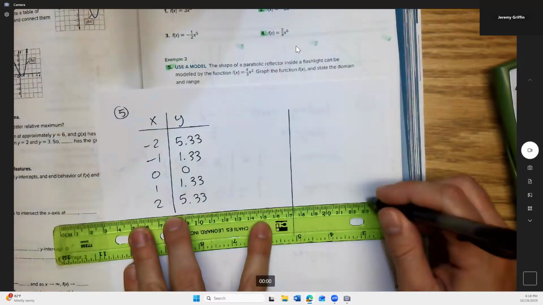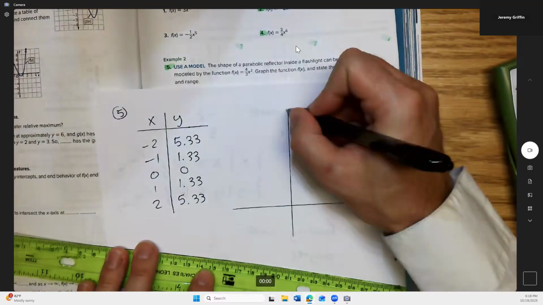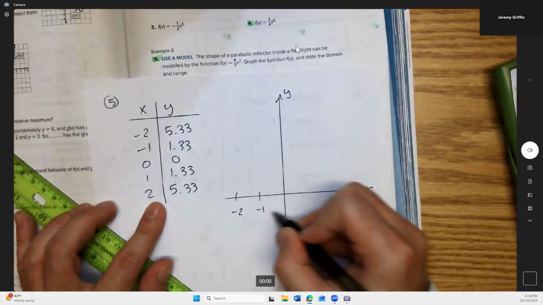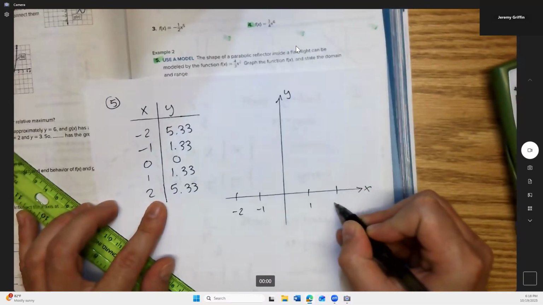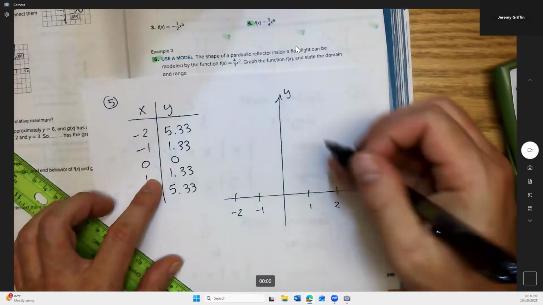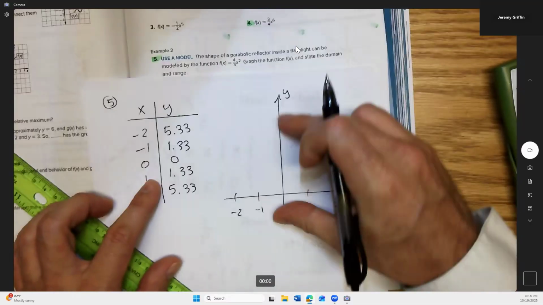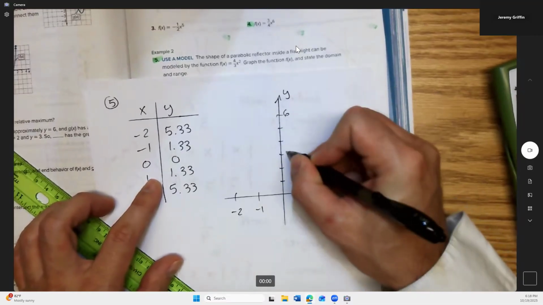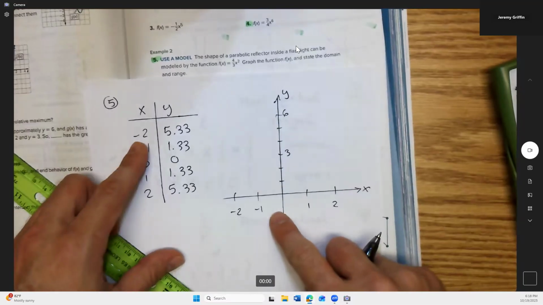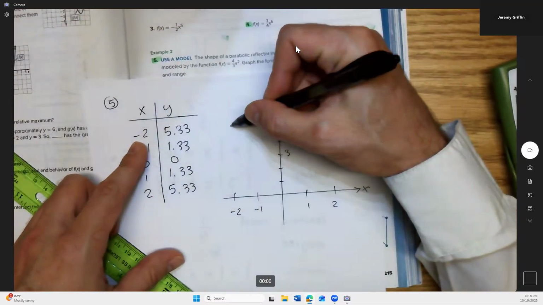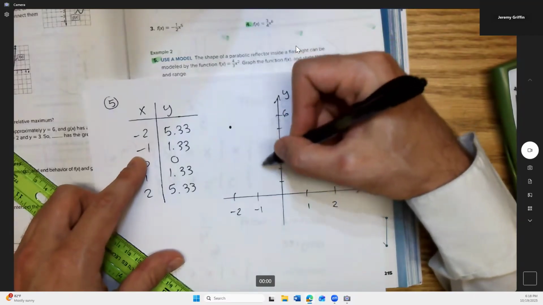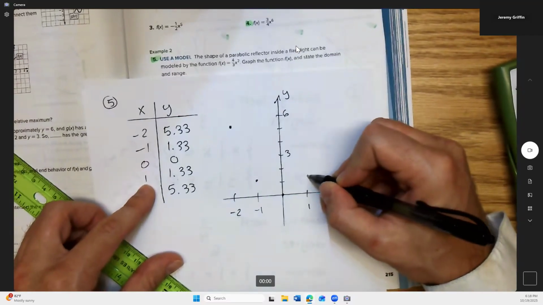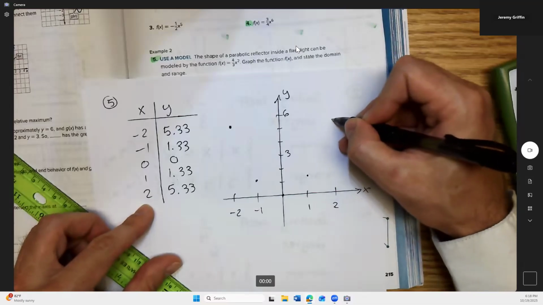Here's x, here's y. So it went from -2 to 2 in terms of the domain. Now the range goes up to a little over 5. I'm going to squash this y-axis a little bit. Let's go 1, 2, 3, 4, 5, 6. That's 6 up there. So we got -2, 5.33. -1, 1.33. 0, 0. 1, 1.33. And 2, 5.33.